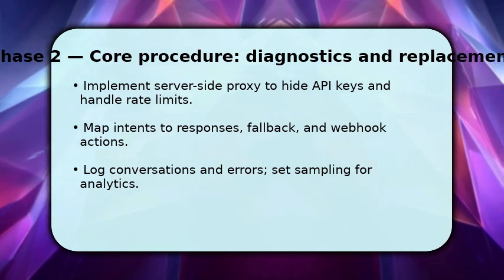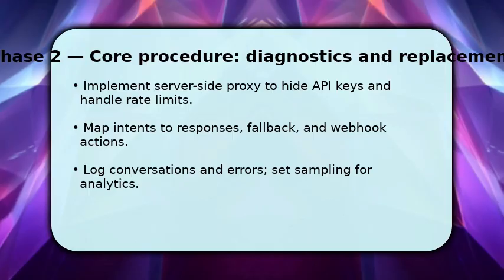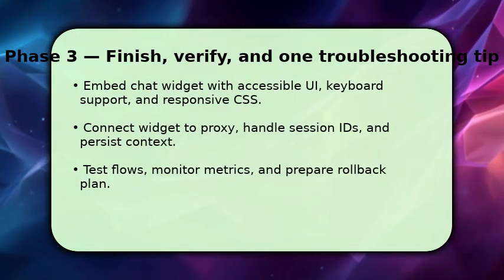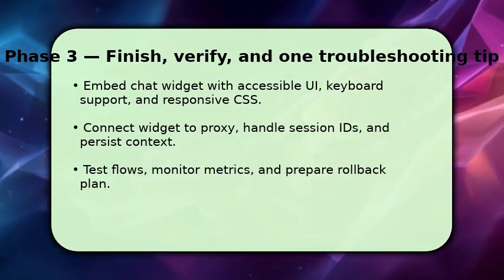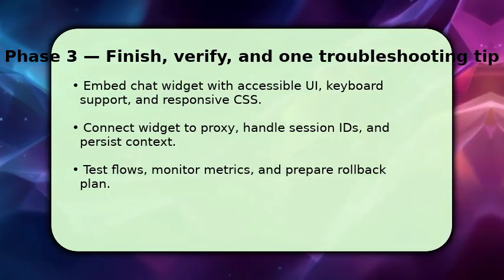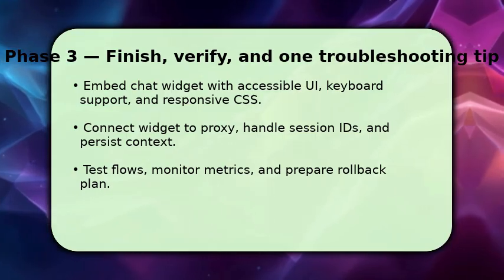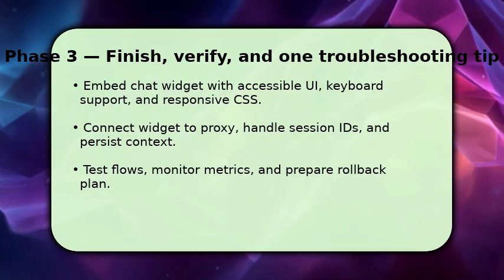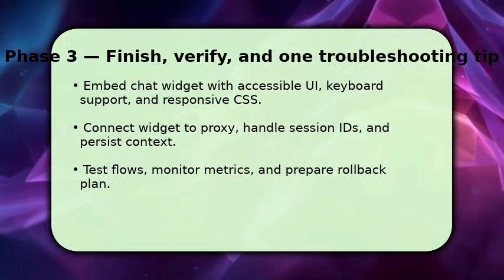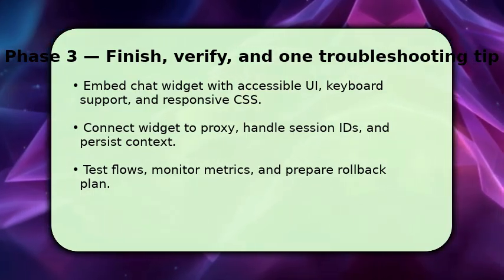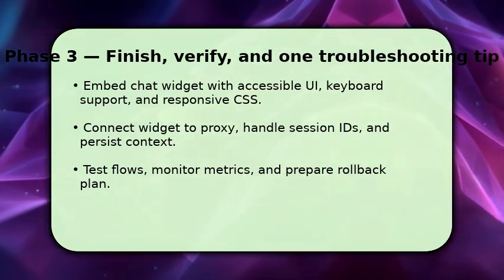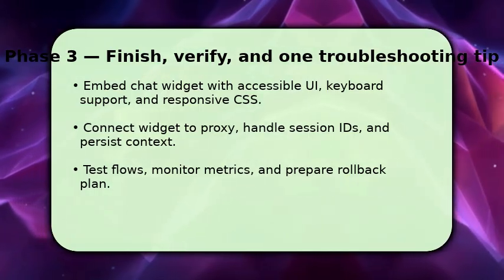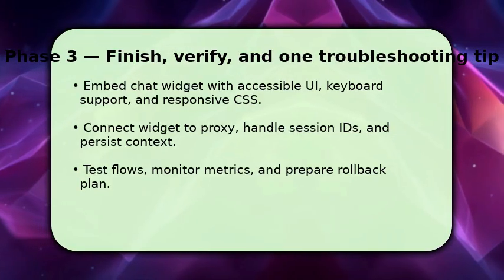Now add the front-end widget. Include accessible controls, keyboard navigation, and responsive styling so it works on phones and desktop. Connect the widget to your proxy, ensure session ID, persist context across pages, and store short conversation state if needed. Test critical flows end-to-end and monitor metrics like latency, error rate, and handoff to human agents. If things go wrong, check proxy logs first. Most failures are CORS, API key restrictions, or rate limits.